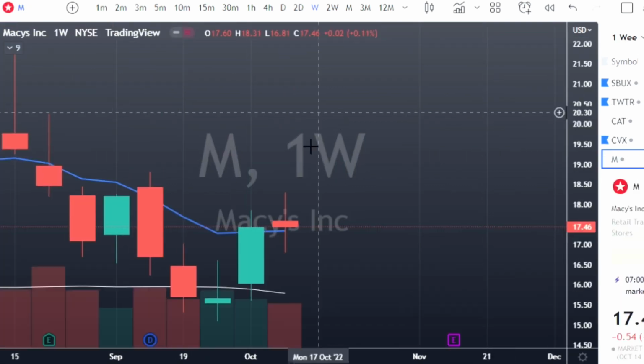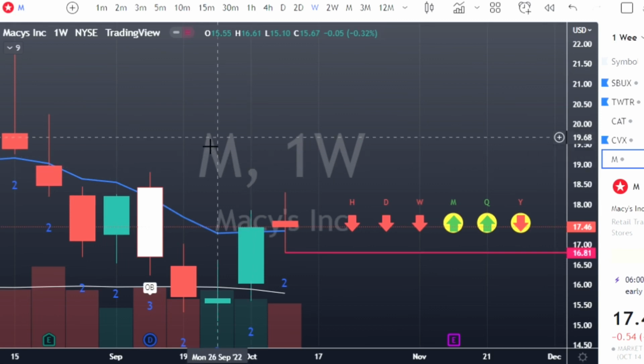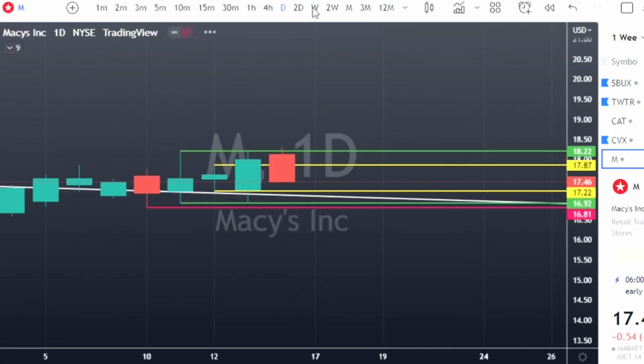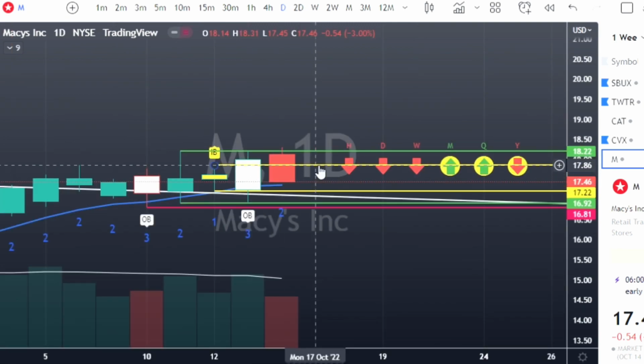Macy's, 2-up, finished red. We're going to look for puts on Macy's at 16.81. So these I'm going to get rid of because they are old and they mean nothing to us.